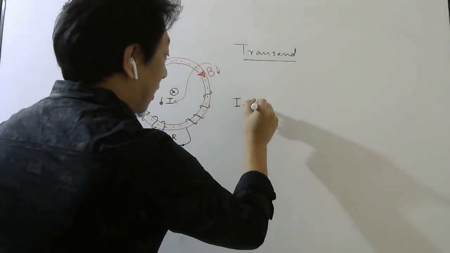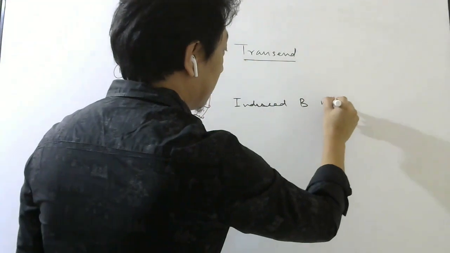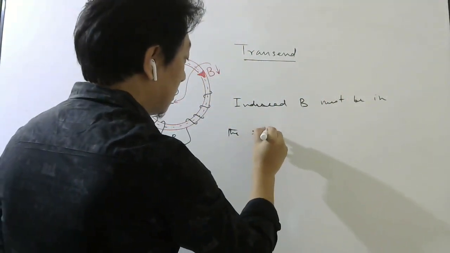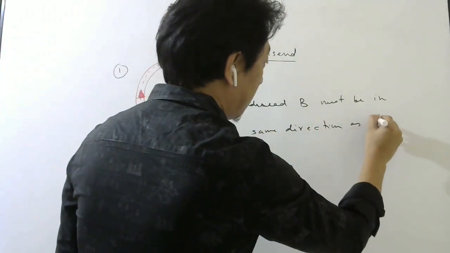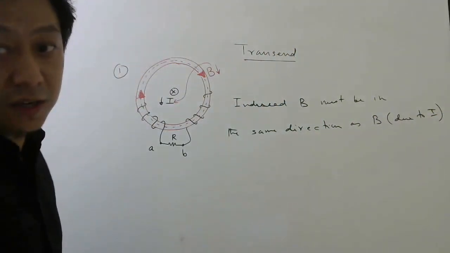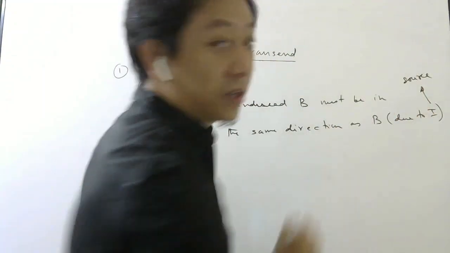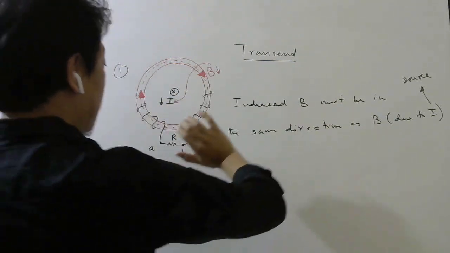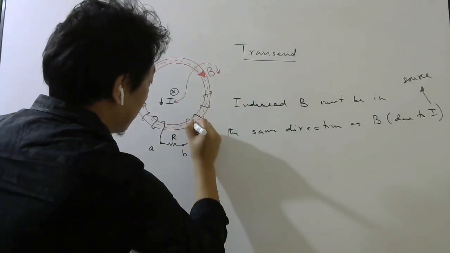So the induced magnetic field must be in the same direction as B, which is due to the current, the source current. This is your source current. Okay. So the induced magnetic field should be in the same direction, which means this loop should contain current this way, right?